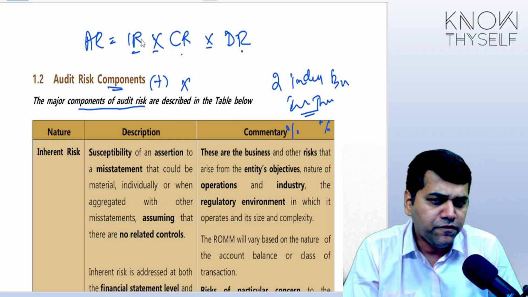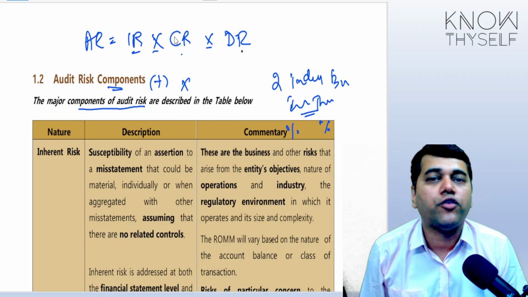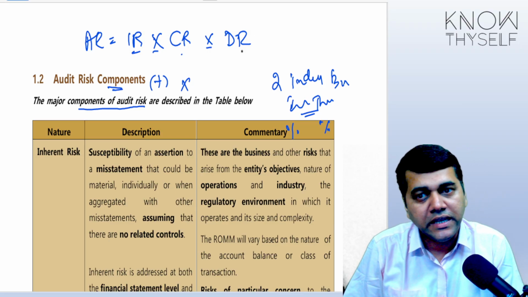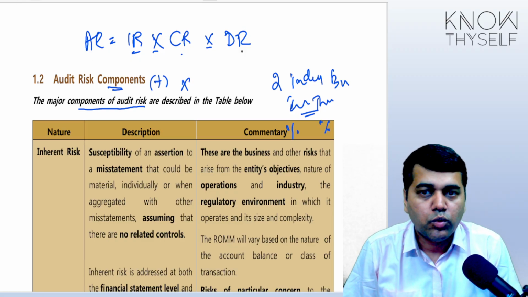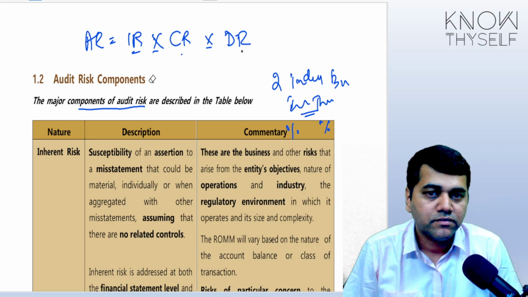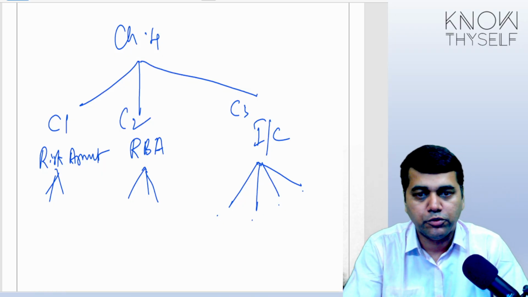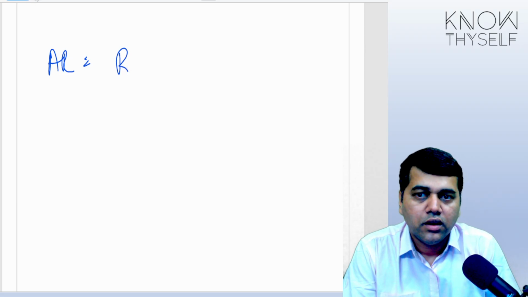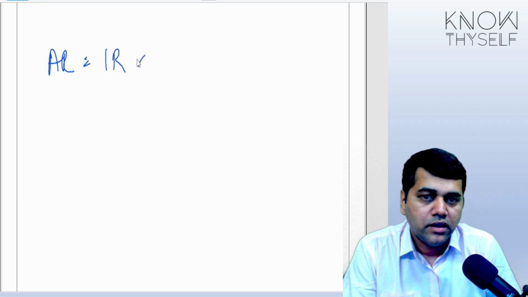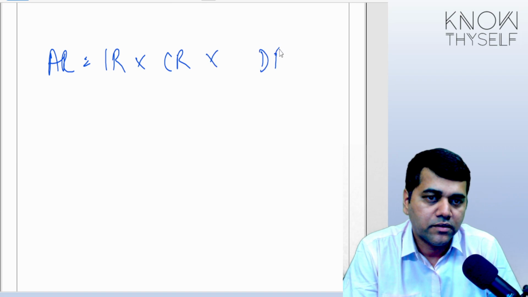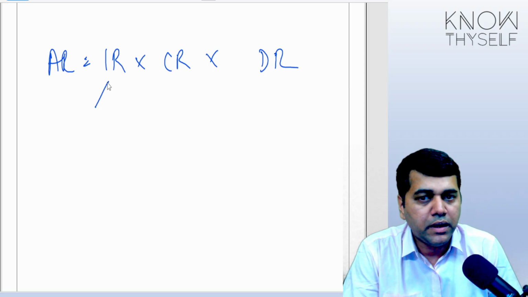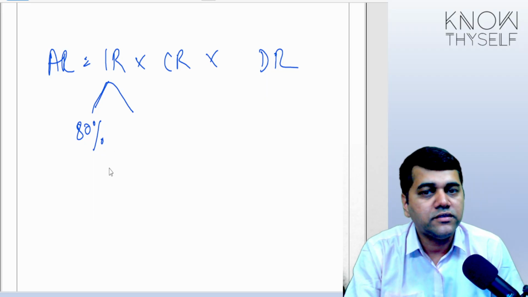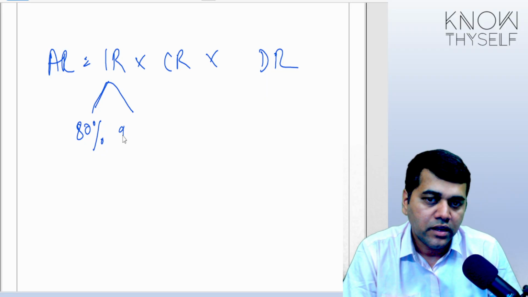Now he says that everything has its own probability of occurrence, like whether it is going to rain or not is probable. For example, in rainy season, I can take two scenarios. What is the probability of its occurrence? Let me go back here. I'll put it like this: AR is equal to IR into CR into DR. Now in rainy season, what is the probability that it can rain? I say 80%. In non-rainy season, what is the probability that it will rain? I can say 20%.